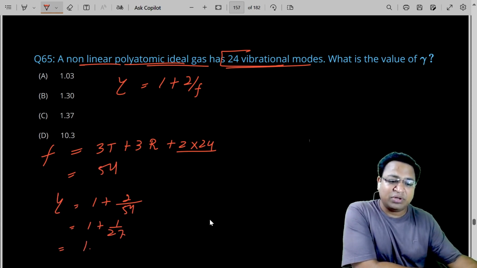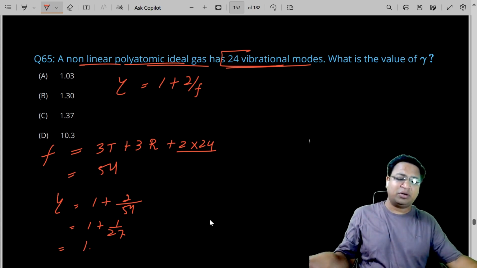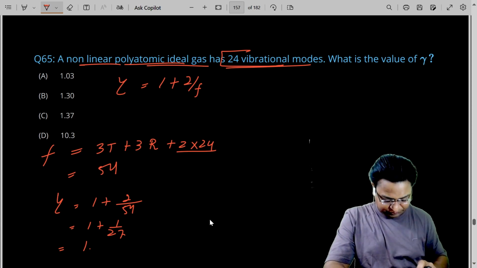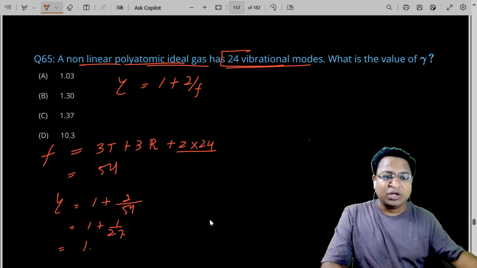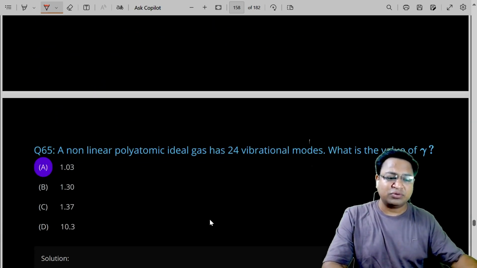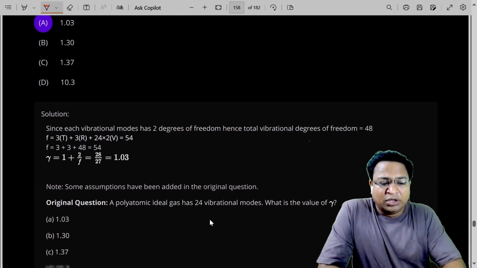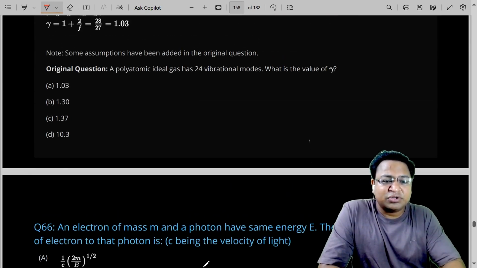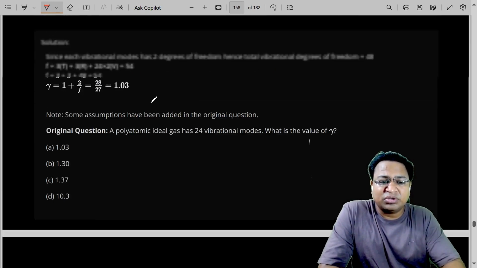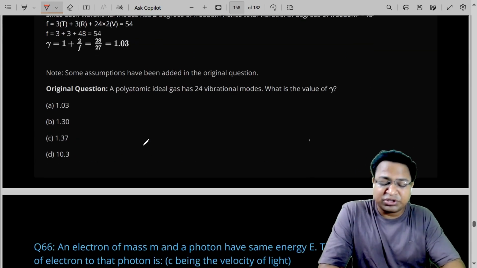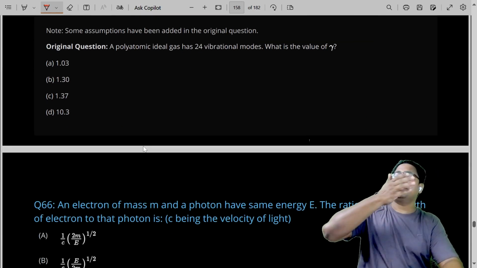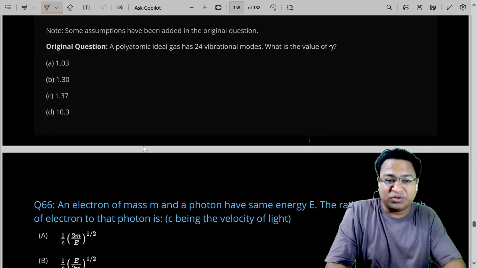So this turns out to be 1 point... this will turn out to be how much? 0.03, I believe. Out of the given options, I think option A is the closest one. Now this was the original question that came in the exam, and it did not use the word non-linear here, and that made the question controversial actually. Because if it's a linear molecule, then the rotational degree will only be counted as 2, not 3.